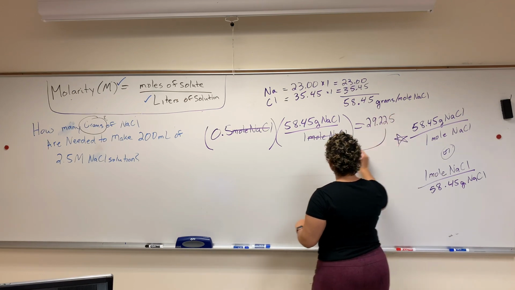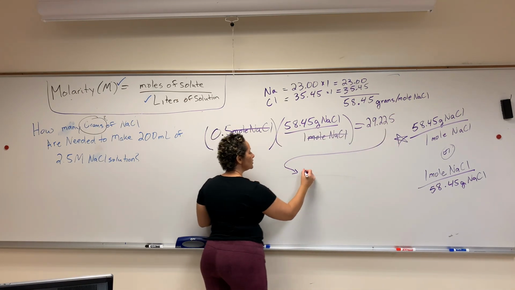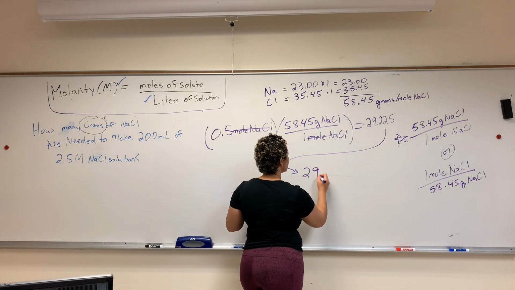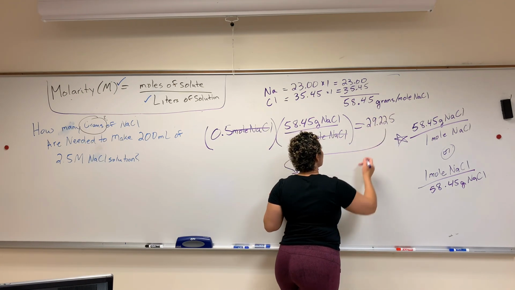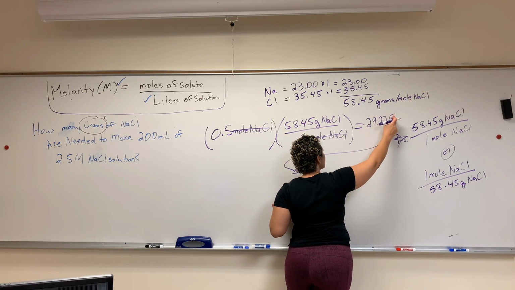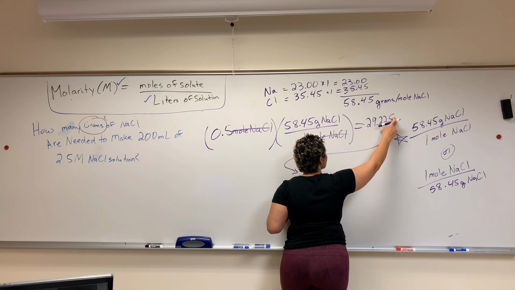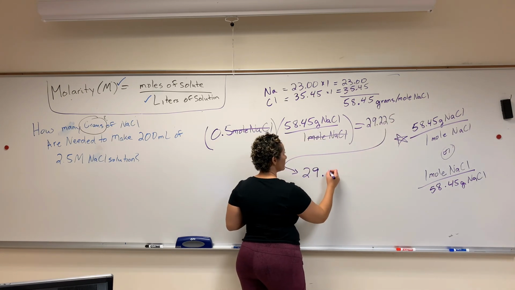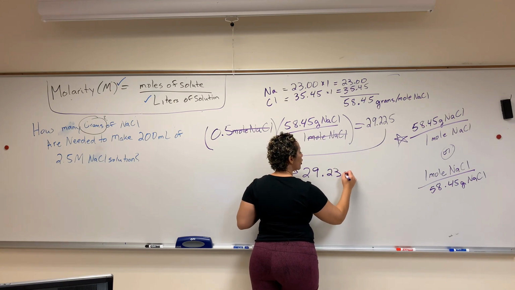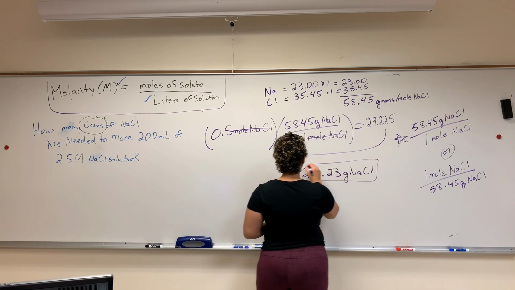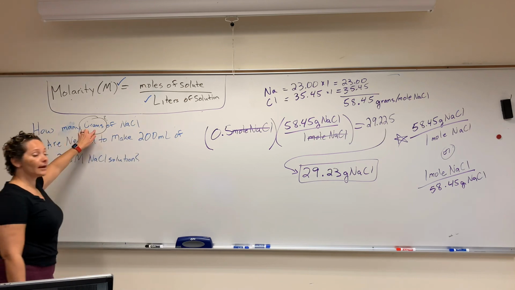29.225. I'm going to put this down here, it looks a little prettier. 29 point. With that, we're going to round. Since the periodic table and our calculation take us to the hundredths place, we're going to round to there. I said round down, my apologies. So it's going to be 29.23 grams of salt, sodium chloride. We just answered this question, how many grams?